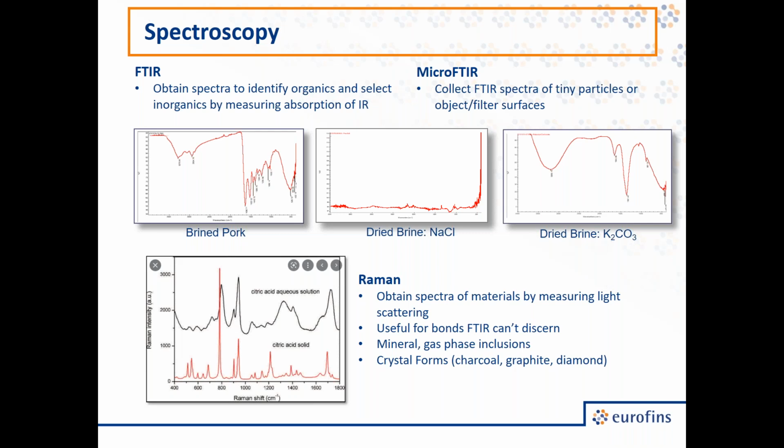Water is a very, very strong absorber in the infrared region. However, with Raman, water is completely invisible. And the bottom panel shows a comparison of a spectrum of citric acid. The lower trace shows solid citric acid, and the upper trace shows a solution of citric acid.